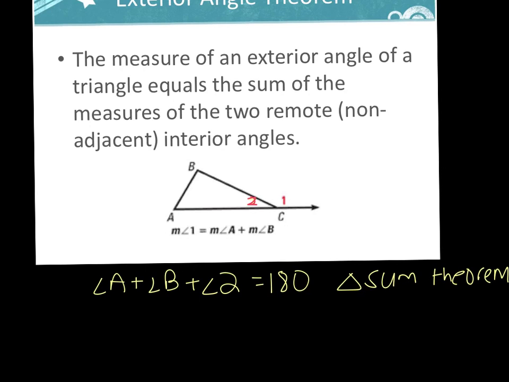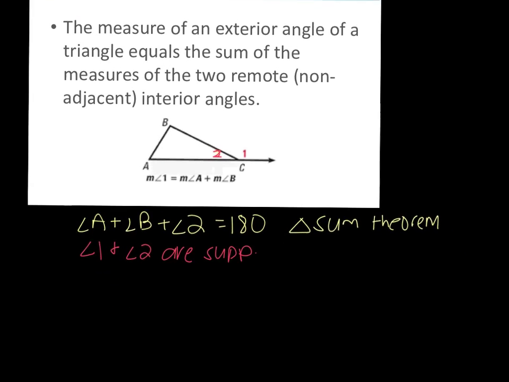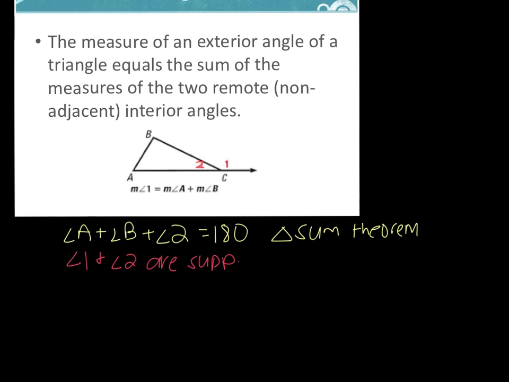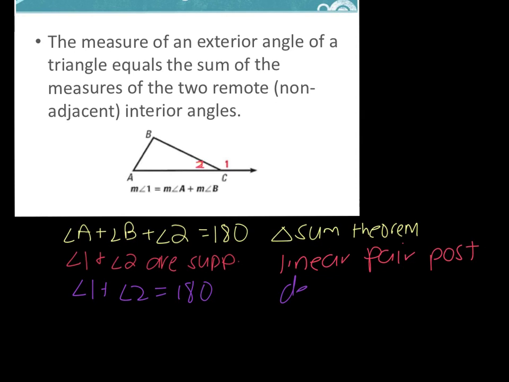What else can we figure out from that picture? Good. Angle 1 and angle 2 are supplementary. And what's that called? Linear pair postulate. So if they're supplementary, then what's that mean? Then they add up to 180. And that's the definition of supplementary.